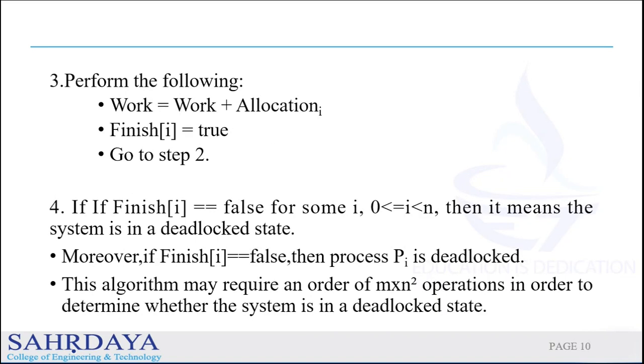The third step is to follow these steps. Work equals Work plus Allocation and Finish[i] equals true. If the conditions are true, go to step 2 and repeat the cycle to the end. If Finish[i] equals false, then we get a deadlock. If Finish[i] equals true for all, then there is no deadlock in the process.